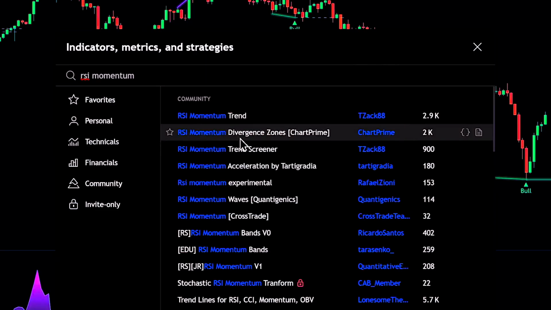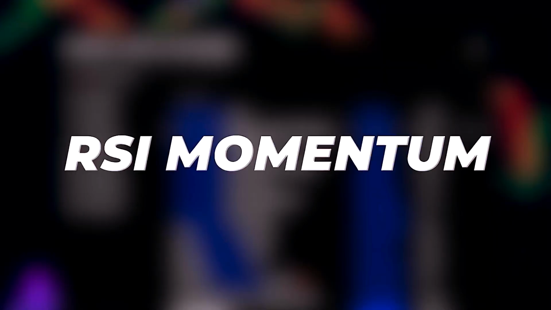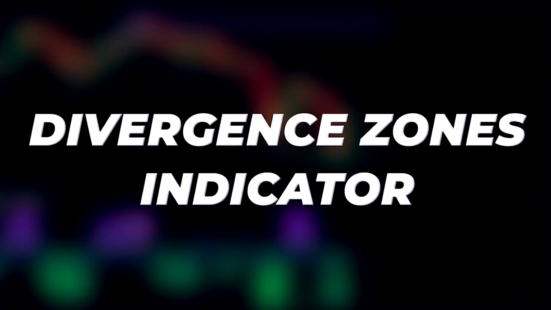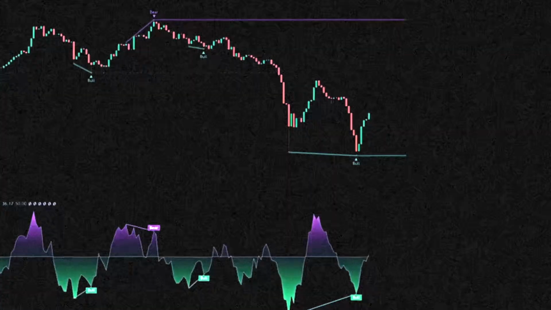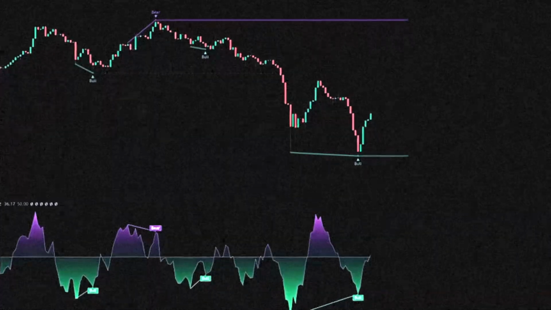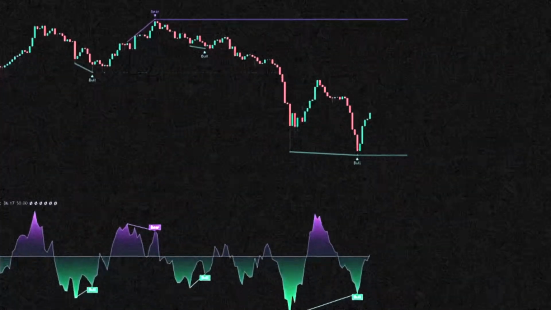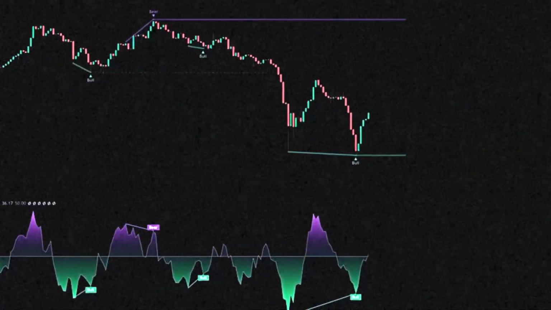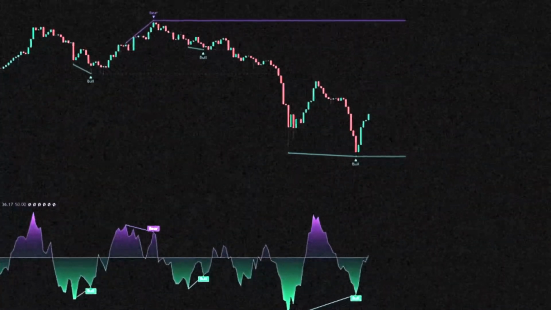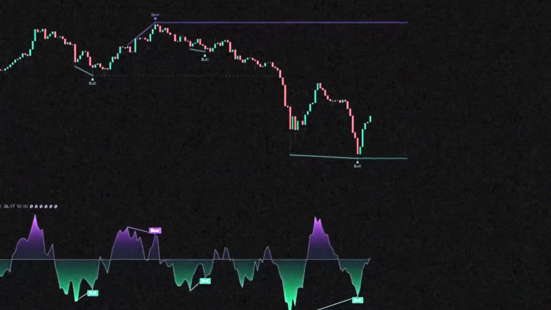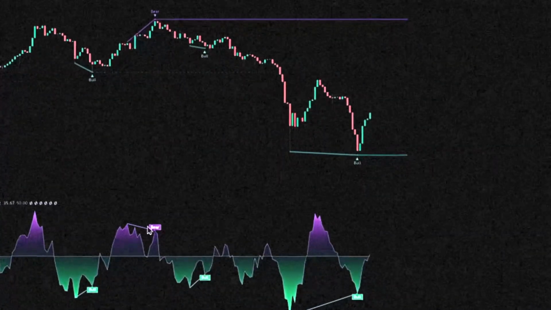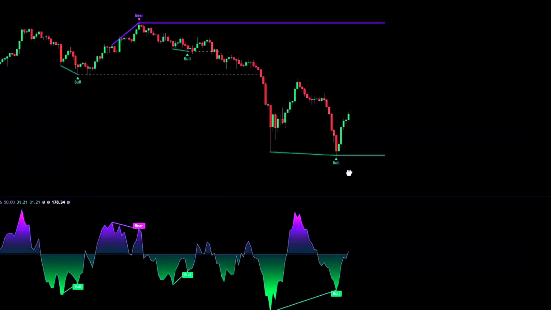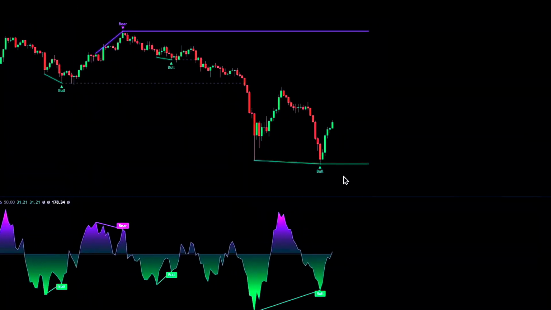And here it is, folks, the RSI Momentum Divergence Zones indicator in all its glory. It's a smart piece of tech that identifies where hidden buying or selling pressure is forming by spotting divergences and then plots those areas as support and resistance zones right on your price chart. Once you add it, here's what you will notice.